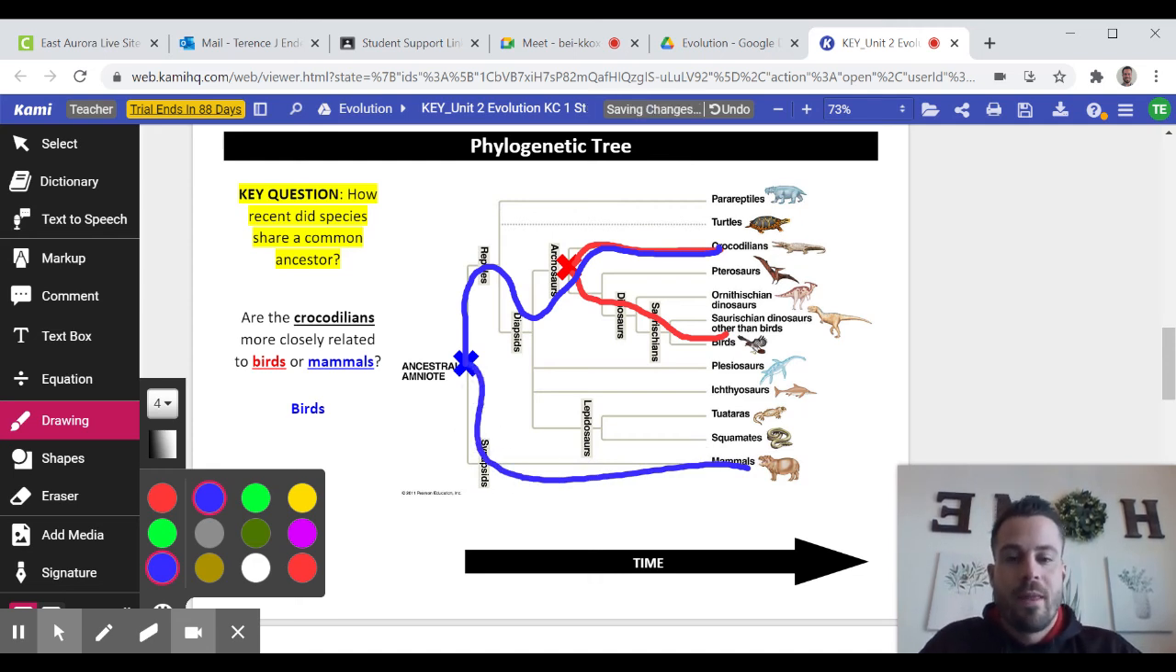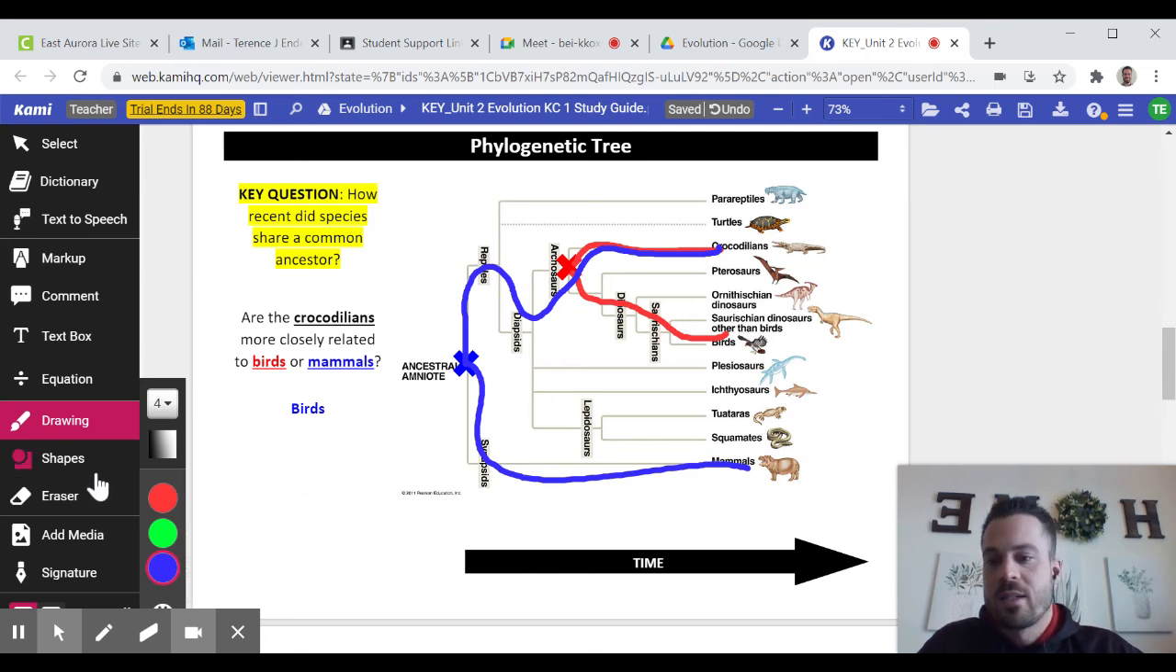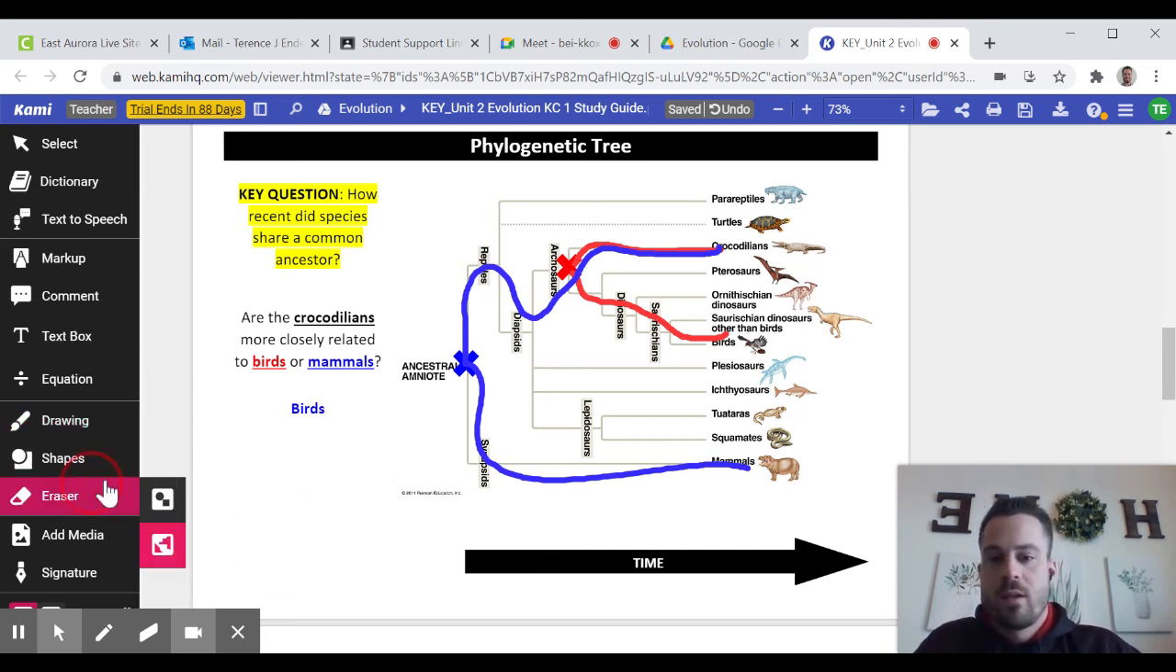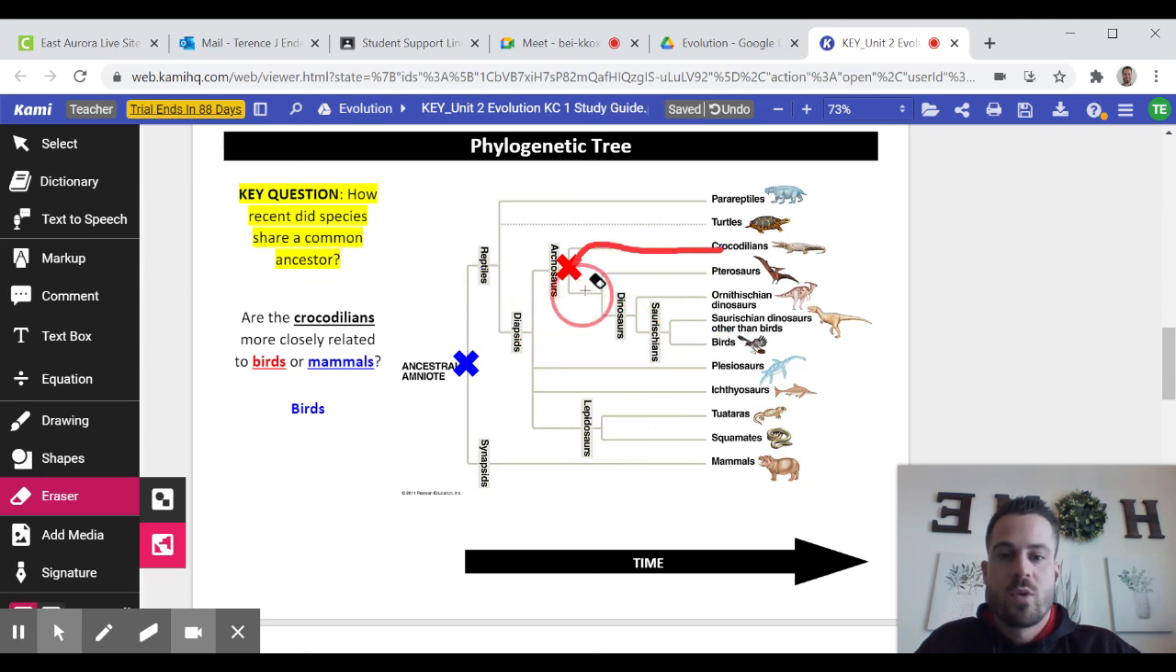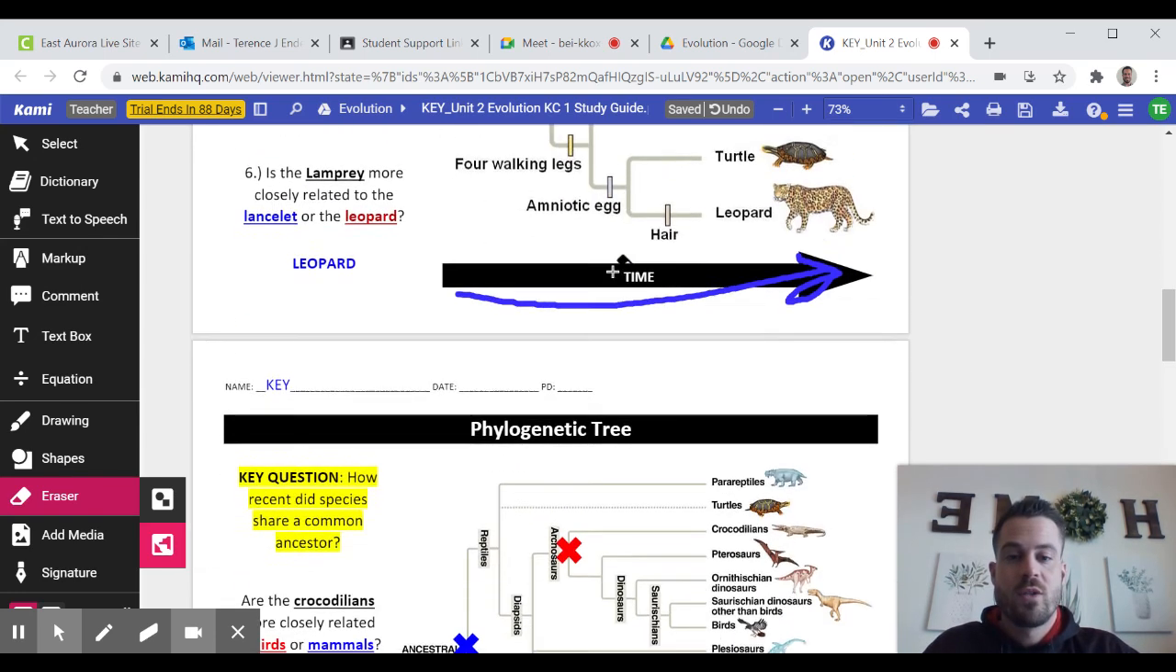So which one is more recent? Well, clearly the red X is more recent. So therefore, crocodiles are more related to birds than they are to mammals. All right, so that's how you read cladograms or phylogenetic trees.